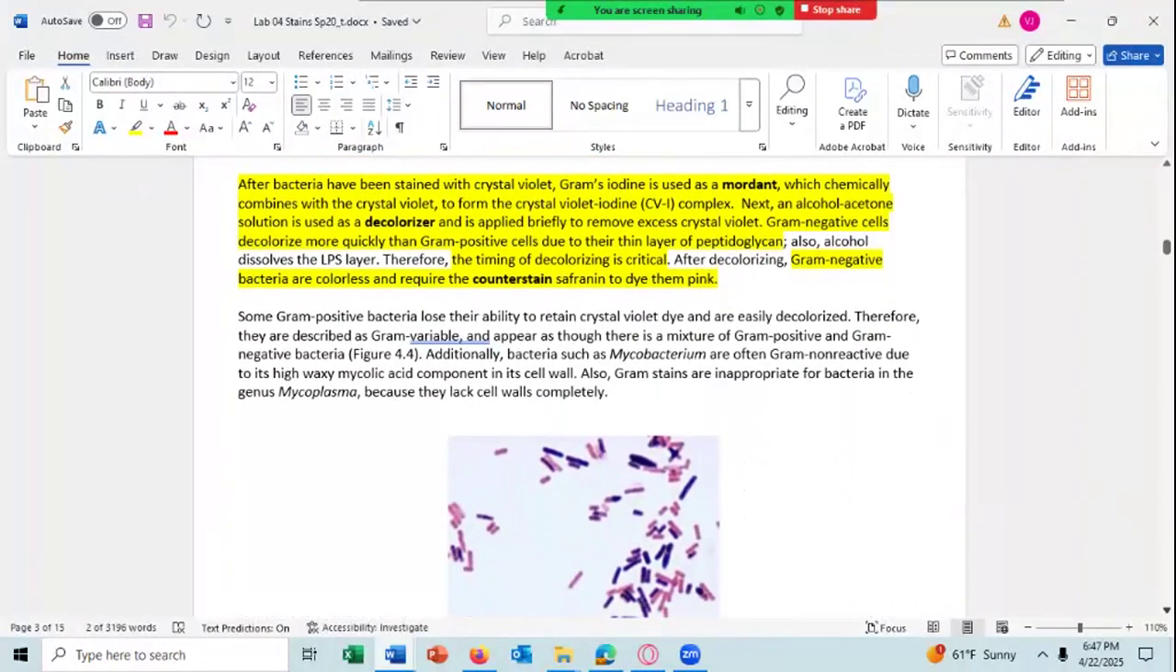So the gram-negative cells decolorize quicker than the gram-positive cells, and the timing of the decolorization step is critical. You have to time it correctly to make the reaction happen, and I'll talk a little bit more about that. You then apply the counterstain, which is safranin. A counterstain is just a different stain than the primary stain, which is the crystal violet. And the counterstain is a different color, and it will stain the gram-negative cells pink. It actually colors all cells pink, but we'll talk about that in a little bit.